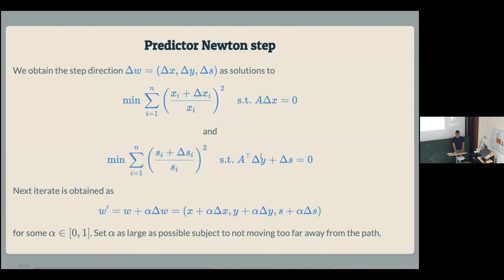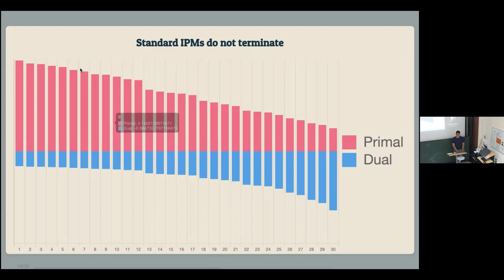Okay, and now our iterate is obtained by walking some step length in this direction, as long as we don't go too far away from the central path. Now, because we solve L2 minimization problems on every step, we have the following problem for interior point methods. Here, the red bars are my primal variables. The blue bars are nonnegative. They are just dual variables.